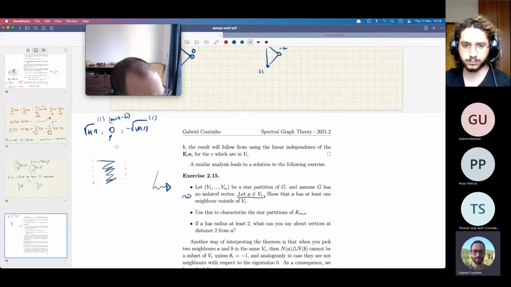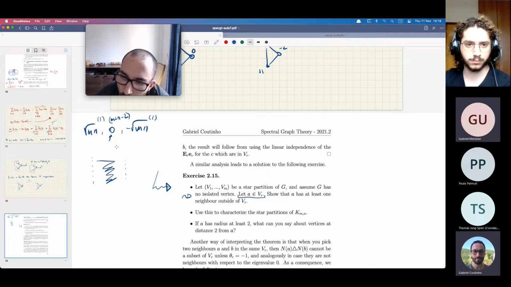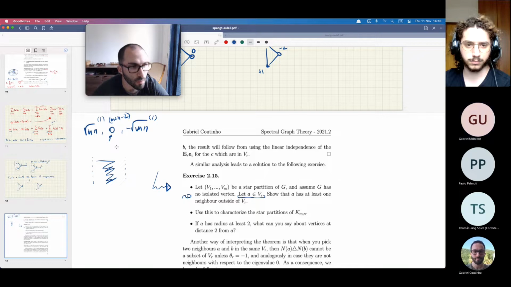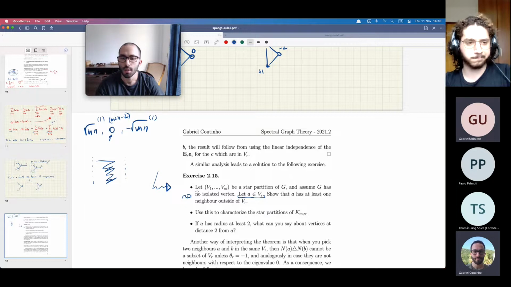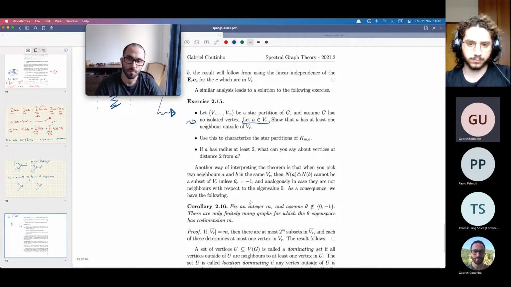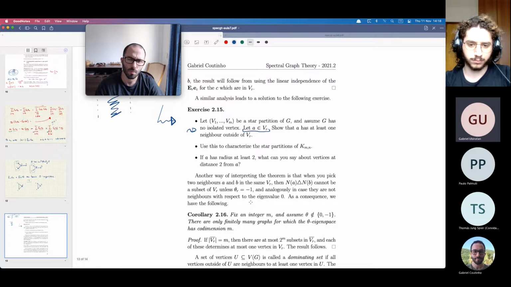Isn't this equivalent to the non-existence of a connected graph with a single eigenvalue? What do you mean? There is the affirmation that let A in VR show that A has at least one neighbor outside of. No, it's stronger. You're good? Yeah. Okay. I was thinking that this was only possible if you had a connected component and you chose only vertices inside the component to the VR.